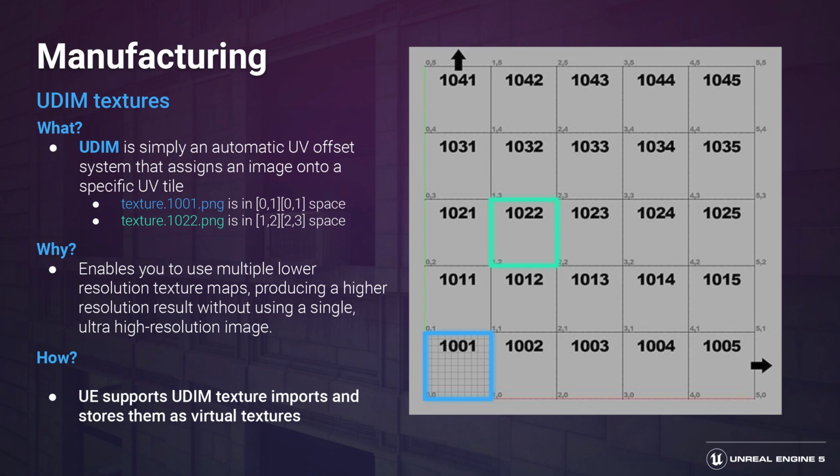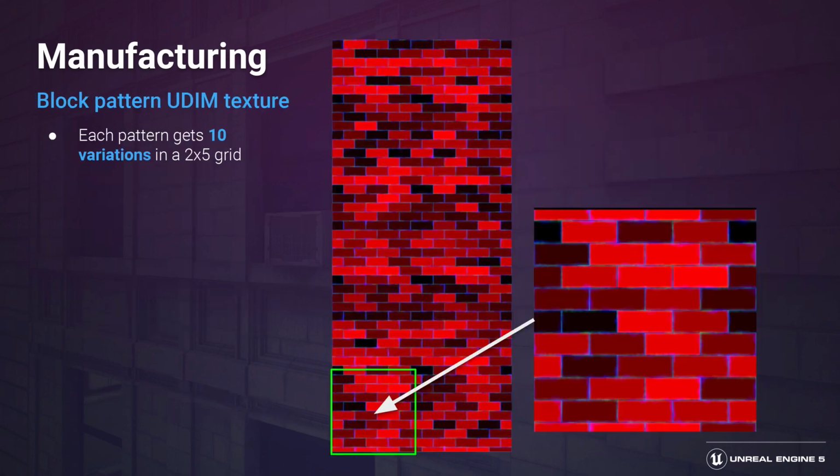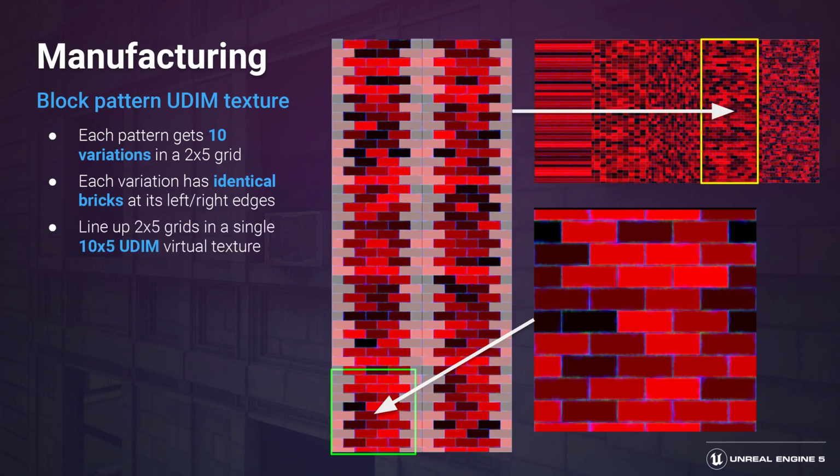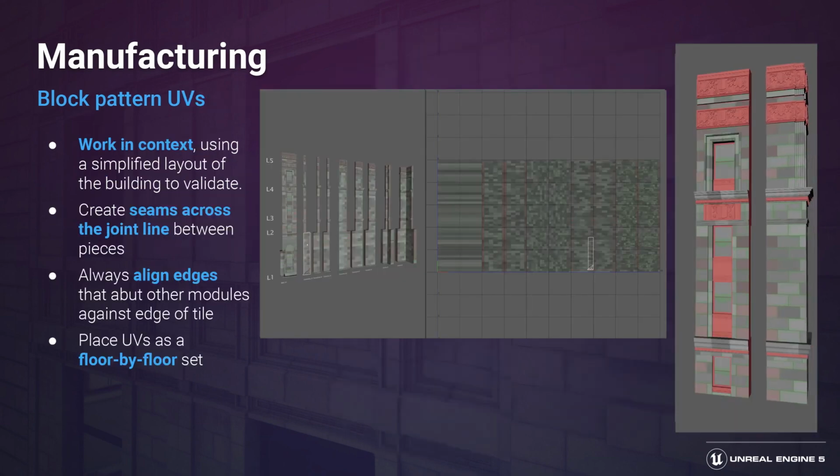UE supports UDIM texture imports and stores them as virtual textures. We take our block patterns, and each pattern gets 10 variations in a 2x5 grid. Each variation has identical bricks at the left and right edges. This is going to help solve the problem of building modules that are aligned next to each other. We line up these 2x5 grids in a single 10x5 UDIM virtual texture. It's time to UV the modules.